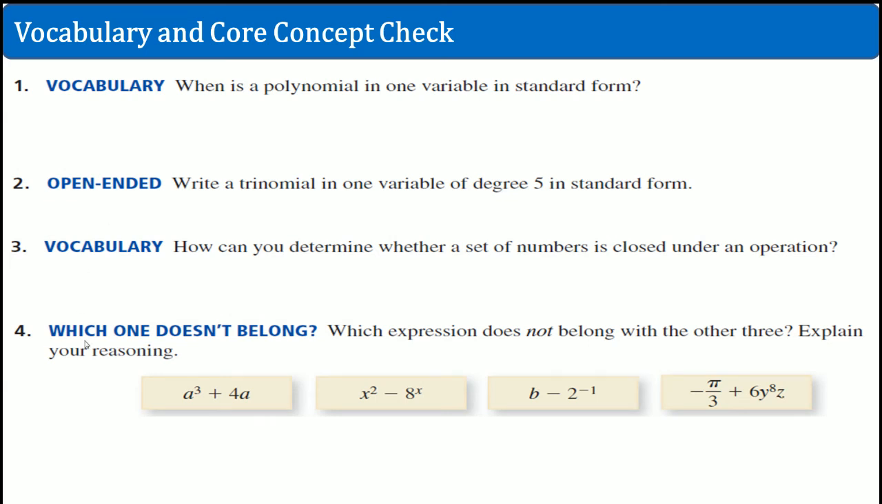Alright, welcome. This is the 7.1 Vocab and Core Concept Check. Here, you just want to make sure that you understand the concepts and the vocab, and this is how we can check.